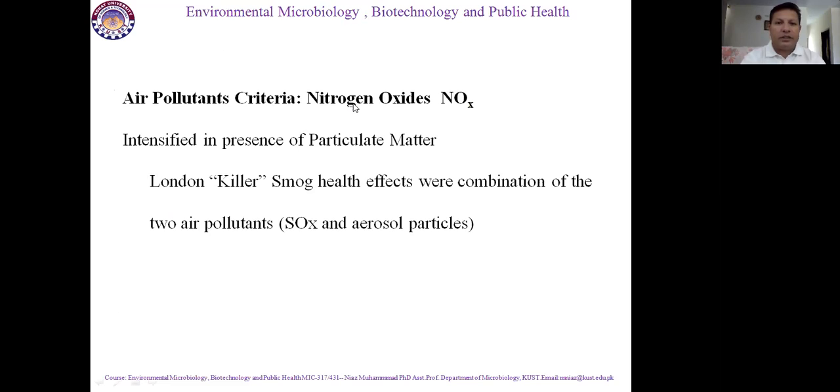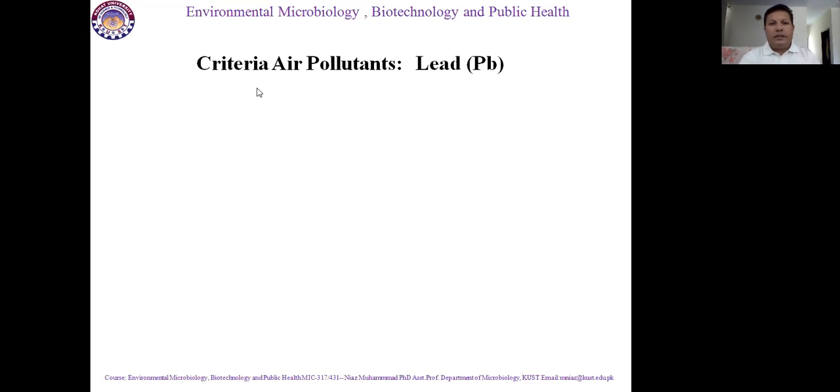Again, this is a continuation of the concentration of nitrogen oxides in the environment, intensified in the presence of particulate matter. The London killer smog health effects were due to a combination of two air pollutants, sulfur dioxide and aerosol particles, which took many lives in London. So this is another point. We are going to talk about the criteria air pollutants, about lead. Lead is also a toxic element present in our environment. If the concentration of lead increases in the environment, it also negatively affects human health.